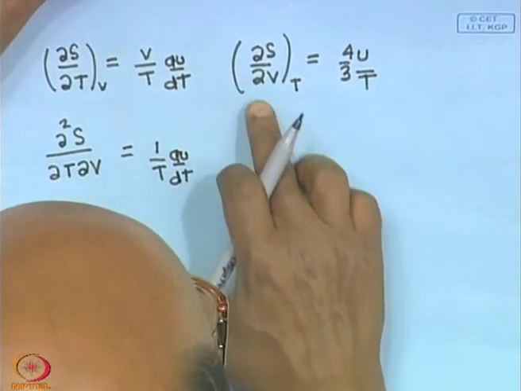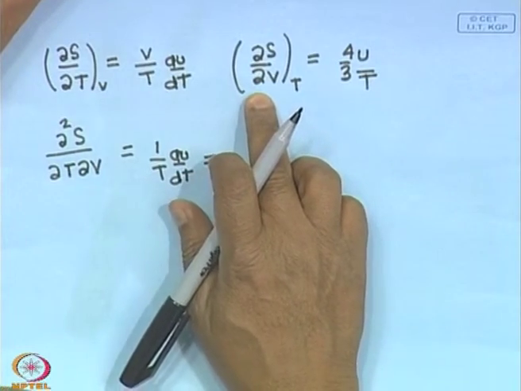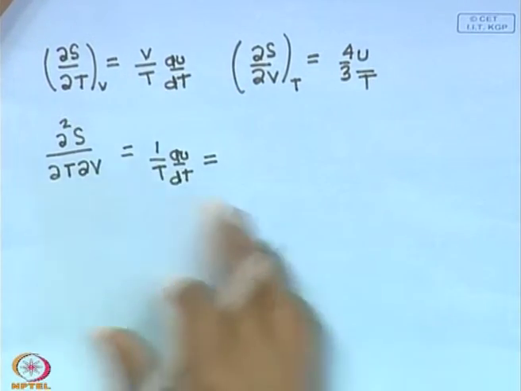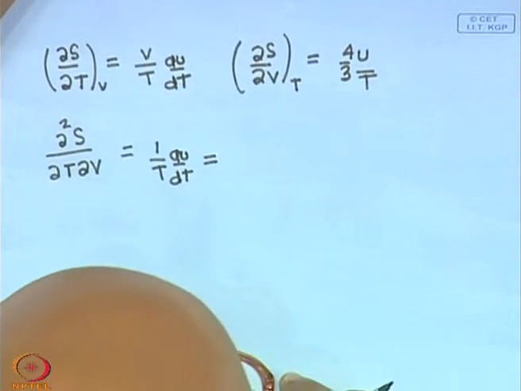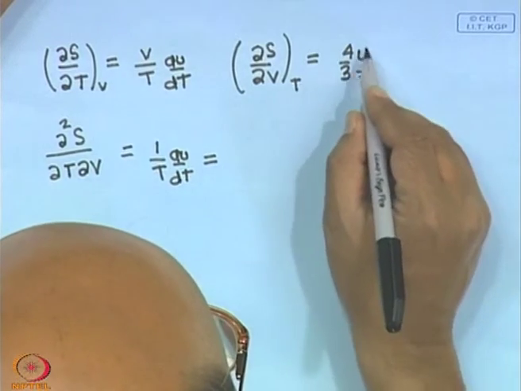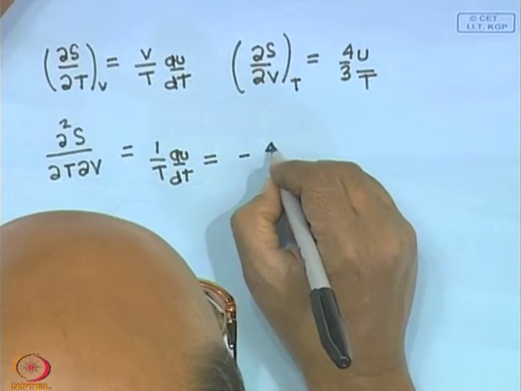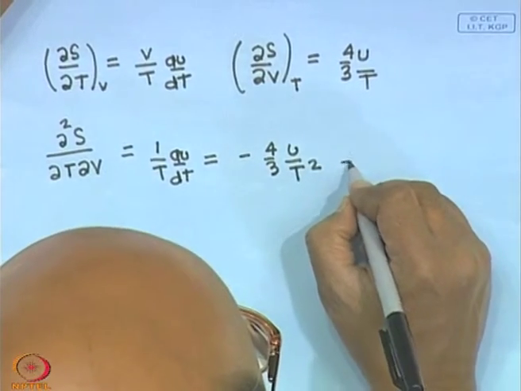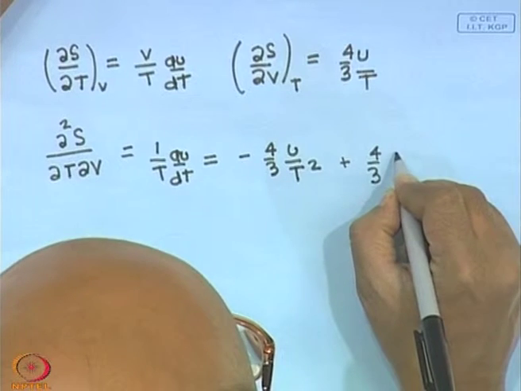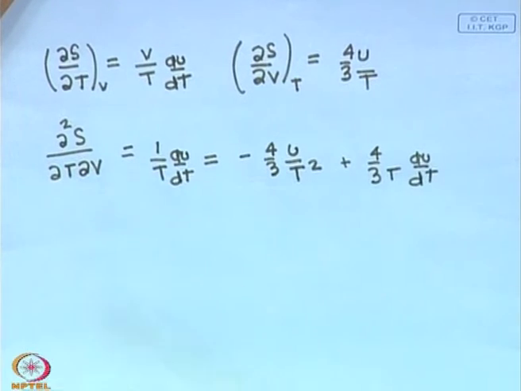And we are going to differentiate this with respect to temperature. So, it should be equal, right. The order of the derivative does not matter. So, if I differentiate this with respect to volume, it should be equal to this differentiated with respect to temperature. And what we have if I differentiate this with respect to temperature is minus 4/3 u by t square plus 4/3 1 by t du dt. Okay.